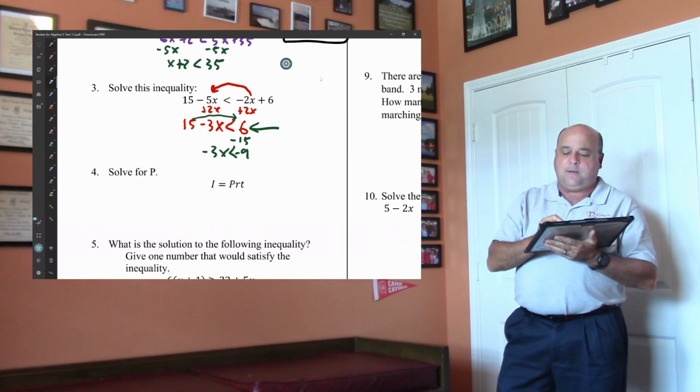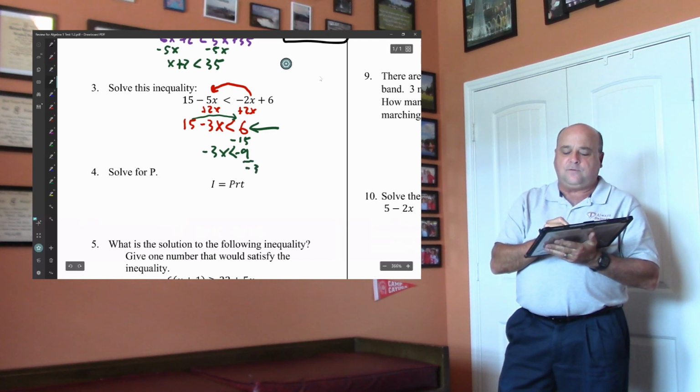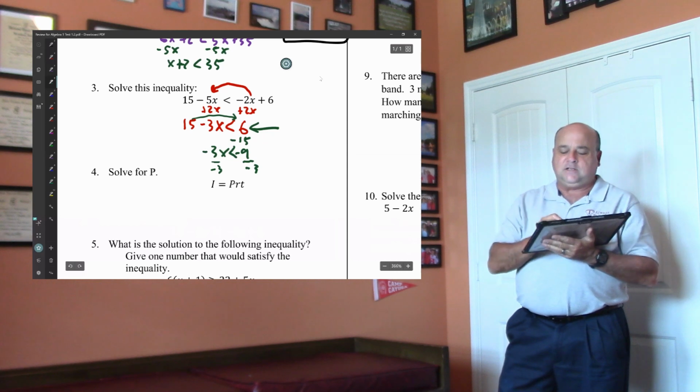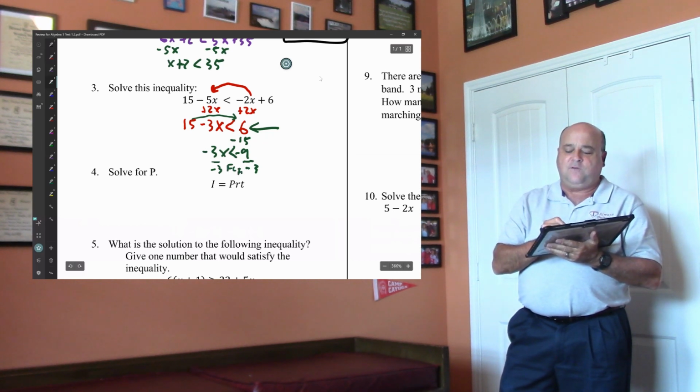Now then, hit divide by, and divide by the negative 3. And you get positive 3. But remember, you need to write down flip if you divide by a negative. So x will be greater than positive 3.